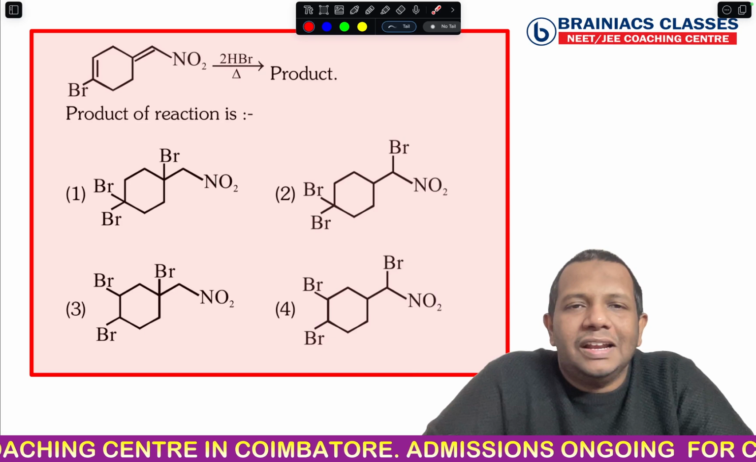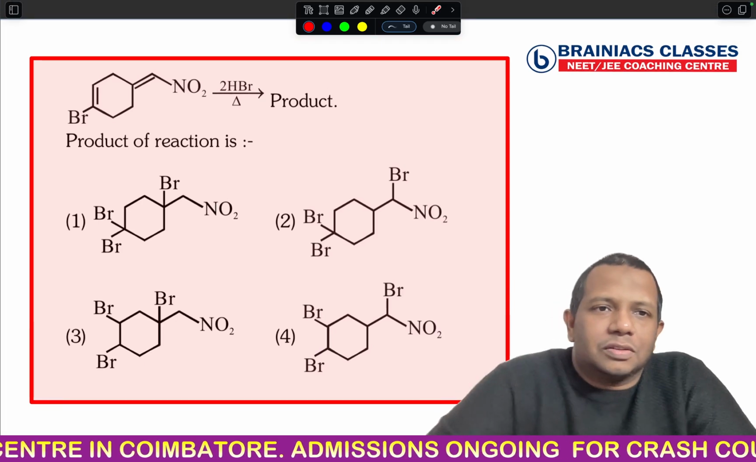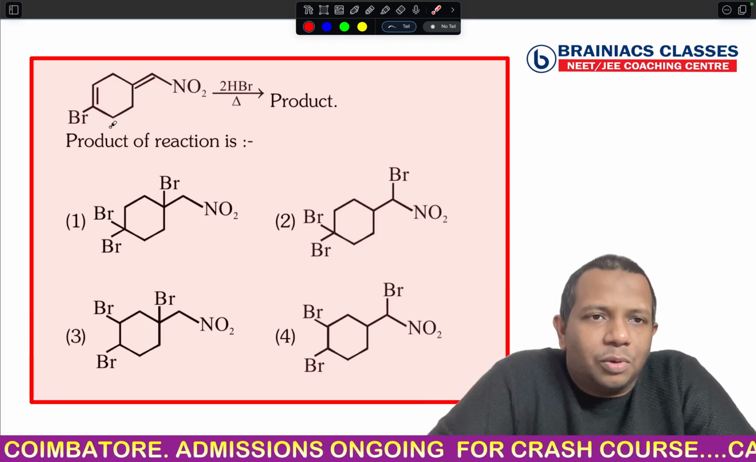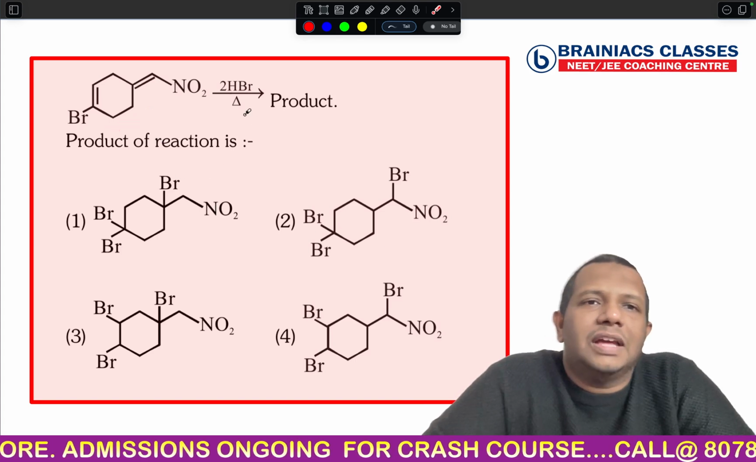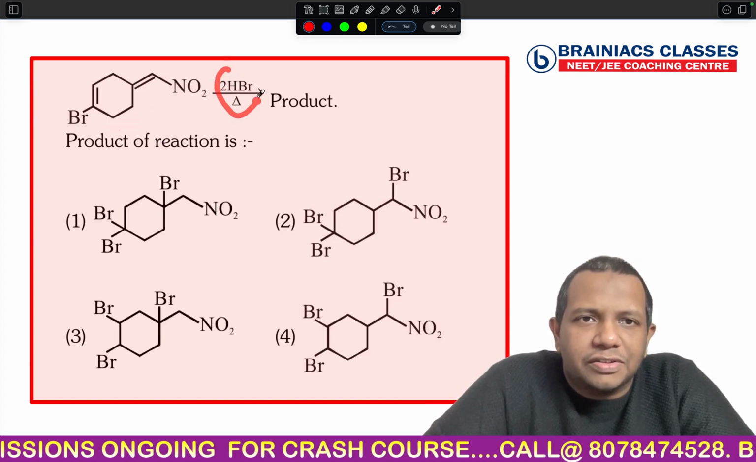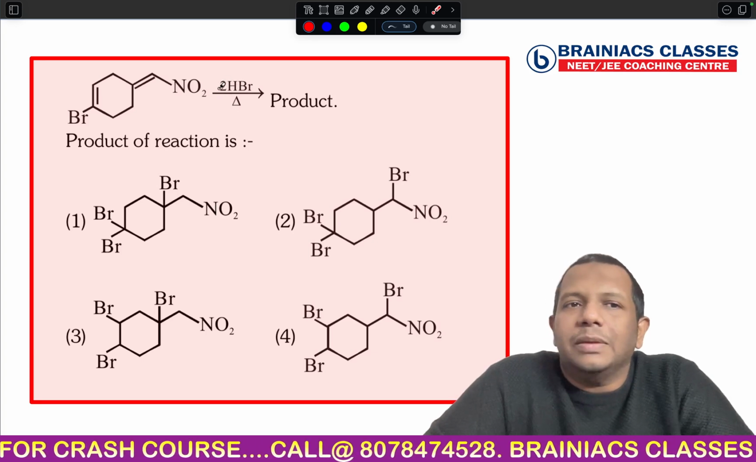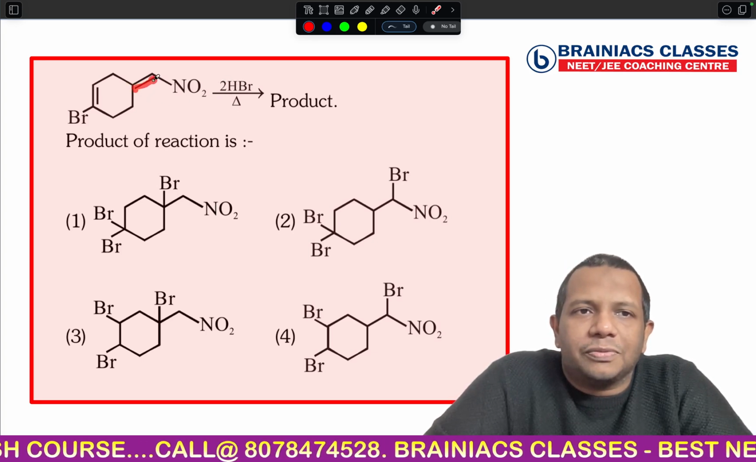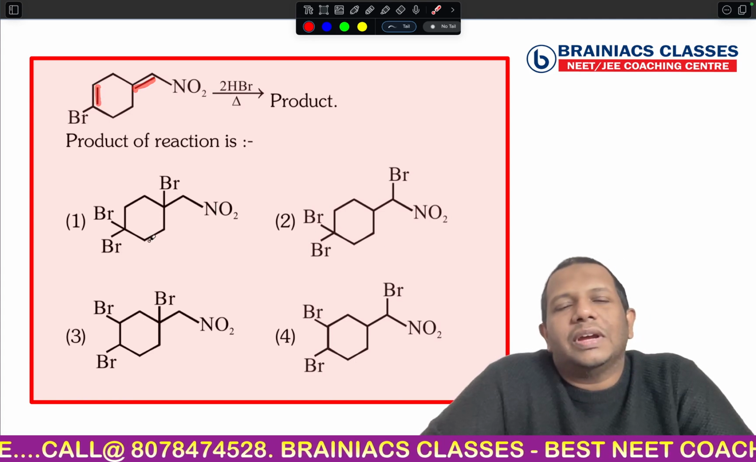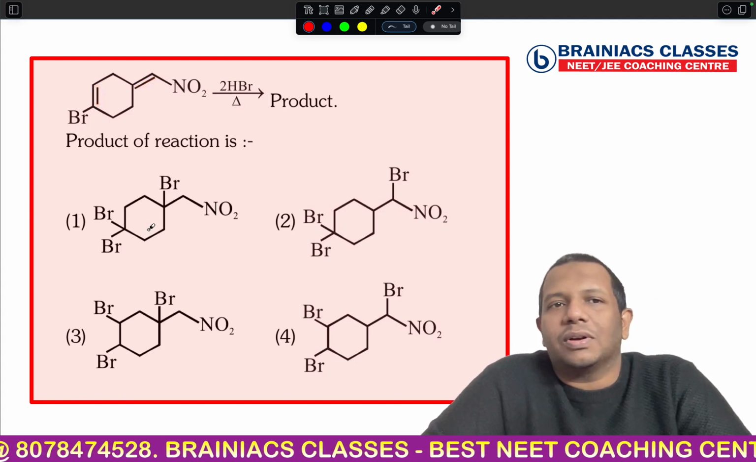Okay, let's try to do this question. So we have a new organic compound in front of you and they are asking the HBr addition again. Here you can see 2 HBr is there. That means there are two double bonds fundamentally present here. So again 2 times electrophilic addition occurs.